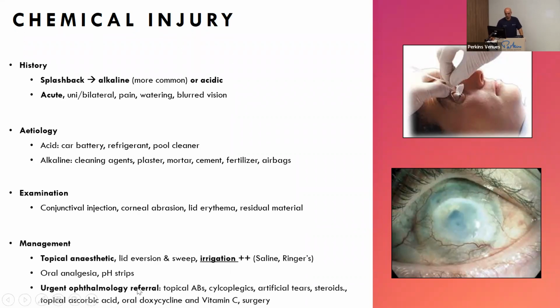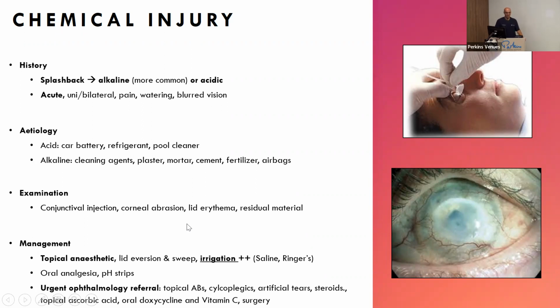Anything I've missed? I mentioned topical anesthetic, lid eversion and sweep, irrigation, at least 1 liter, okay, if not 2 or 3. There are pH strips available in emergencies, which you can use to measure the pH when you start, and you can continue to measure it, let's say, after every bag. It should be normalizing, yeah. Don't forget oral analgesia. Obviously, this is very painful, so as well as topical.